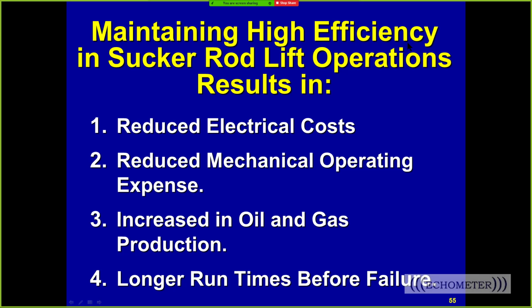If you maintain highly efficient operations, you'll have your number one cost or number two cost reduced. Reduce your power cost. You'll reduce your mechanical operating expenses. You'll increase your oil and gas production. And you'll have a lot longer time between failures. And so that's the end of this presentation right here. Any questions or comments?